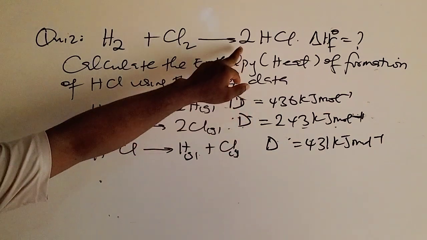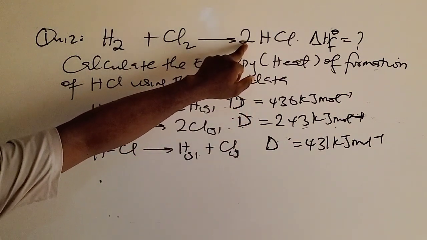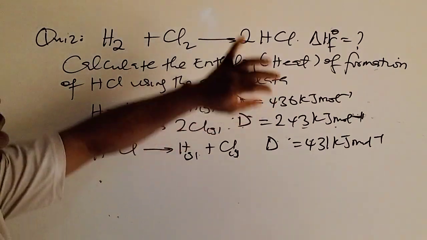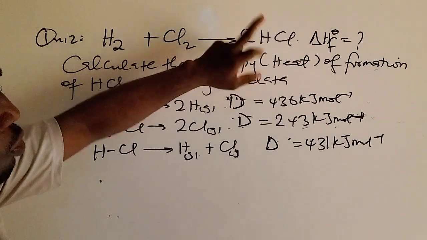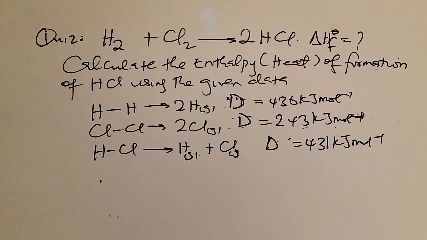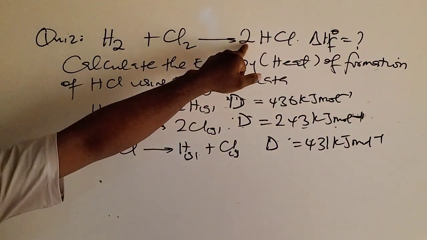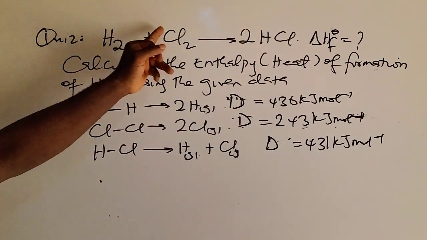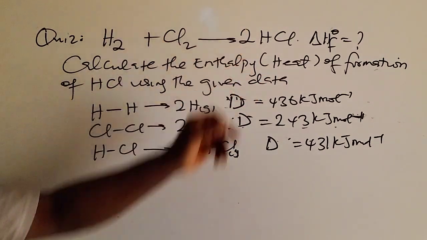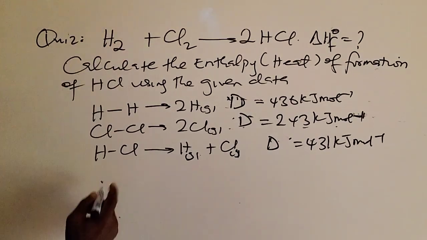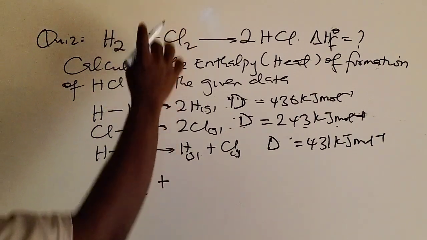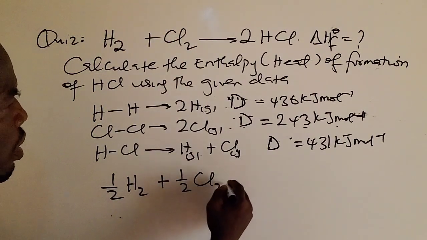But the number of moles of HCl here is not 1, but rather 2. So our focus is what is being produced, HCl. So we should have 1 mole here, not 2 moles. So how do we go about it? To make it easier for us, before we solve, we have to reduce this to 1 mole. How? We'll divide the coefficient of every substance here by 2 so that it can be 1. So divide by 2, you have half hydrogen plus half chlorine, then HCl.